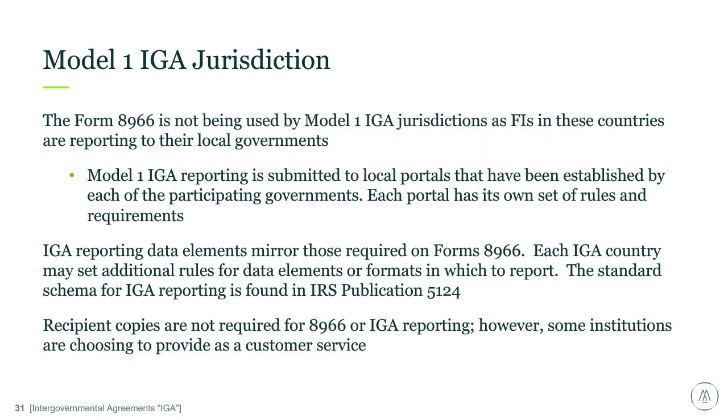And then if you're an FFI in a Model 1 IGA jurisdiction, you wouldn't use the 8966 because those financial institutions are just reporting to their local governments. This is similar to CRS reporting, in that many of those governments have set up local portals, and they're going to ask you as a local FI to submit directly into that portal in the formatting that they specifically require. So the IGA reporting data elements are obviously going to mirror the information that is provided on the 8966.